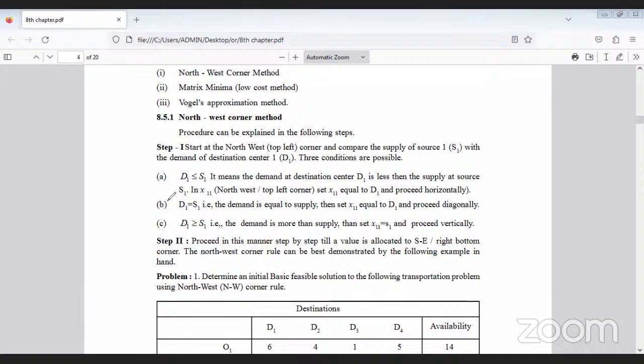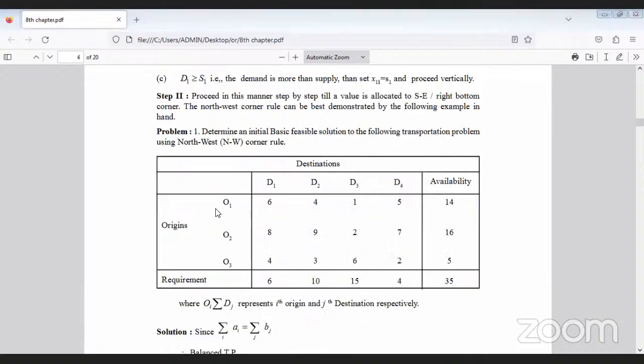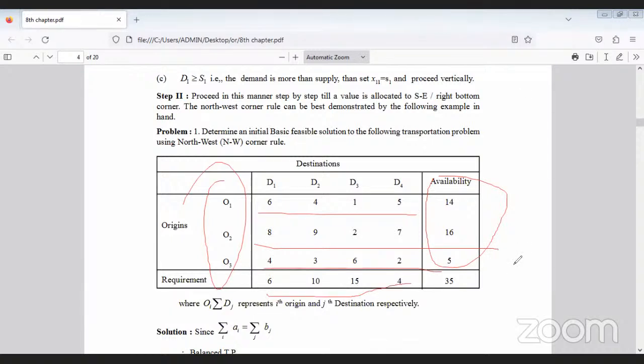The northwest corner rule is best demonstrated by the following example. Problem: determine the initial basic feasible solution of the following transportation problem using the northwest corner rule. Here I am taking origins O1, O2, O3. The availabilities given in the problem are 6, 4, 15, 8, 9, 27, 4, 3, 62, and the requirements are 6, 9, 6, 9.